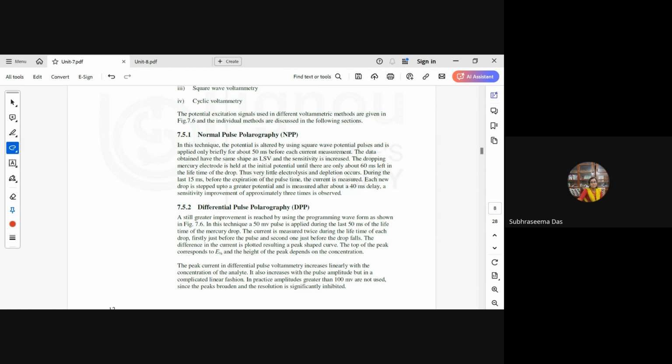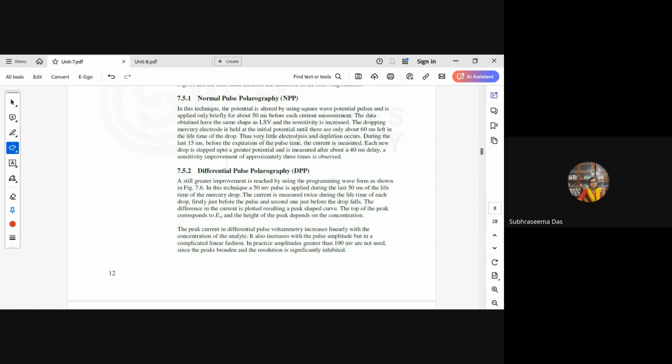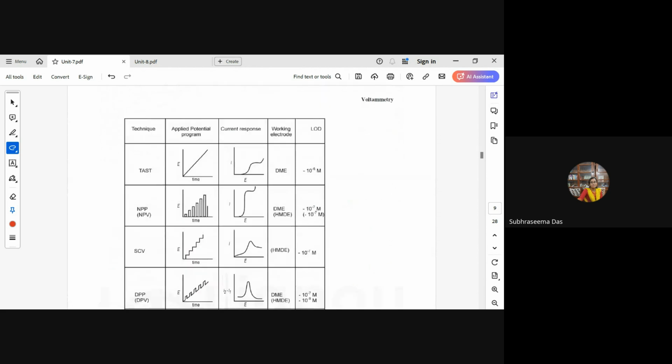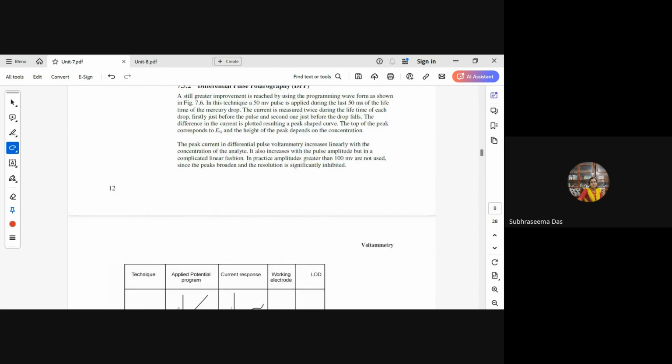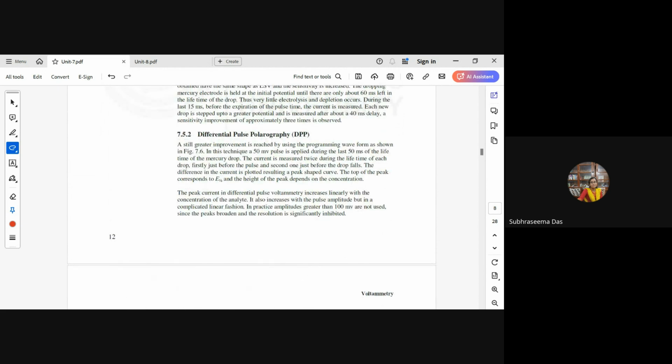Now coming to differential pulse polarography. Here a greater improvement has been reached by using the waveform as shown in figure 7.6. These are some of the basic parameters shown in different voltammetric or polarographic techniques. Particularly in differential pulse polarography, the current is measured twice during the lifetime of each drop, just before the pulse, and the second one just before the drop falls. The difference in the current is then plotted, which results in the voltammogram.